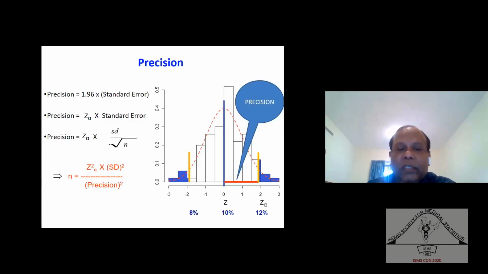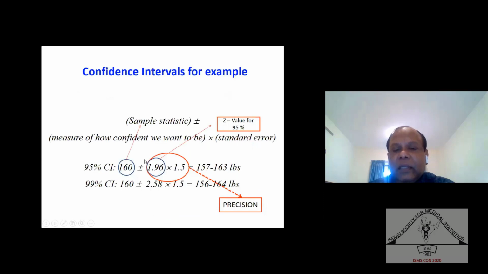Similarly, you could do this for proportions as well. I'm not going to talk about it in the interest of time. What do I mean by precision? This is 1.96 times the standard error. It is called precision or allowable error. This has to come from you. It is related to the magnitude of the problem.